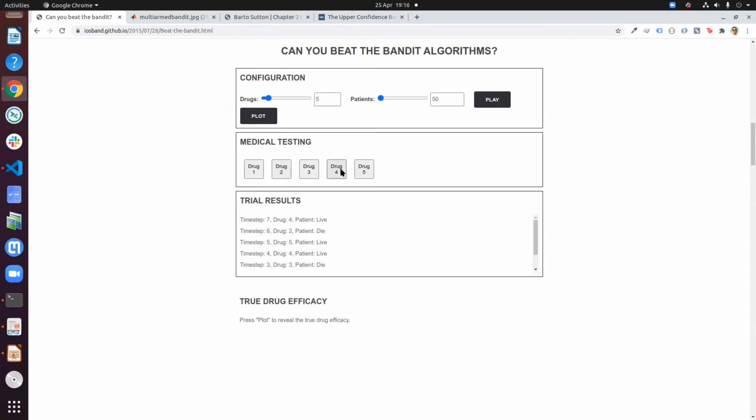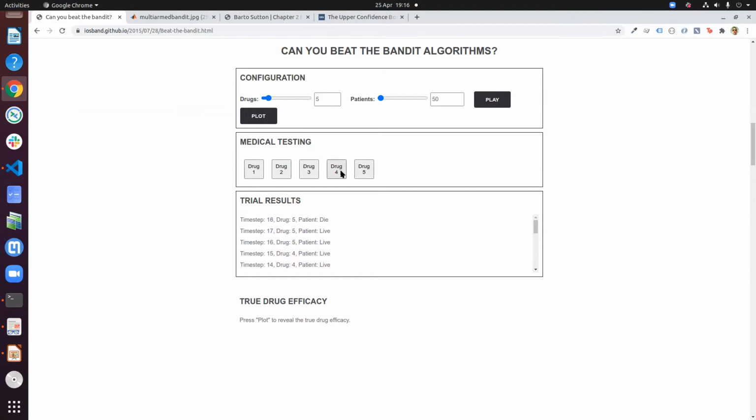So I'll try drug 4, the patient lived. And drug 5, the patient lived. So drug 4 or drug 5 could potentially be the best. Then again, the other 3 might have just had bad trials, but I'll stick with these ones for now. So this one's live. So drug 4 is looking pretty good, but I haven't tried drug 5 in a while.